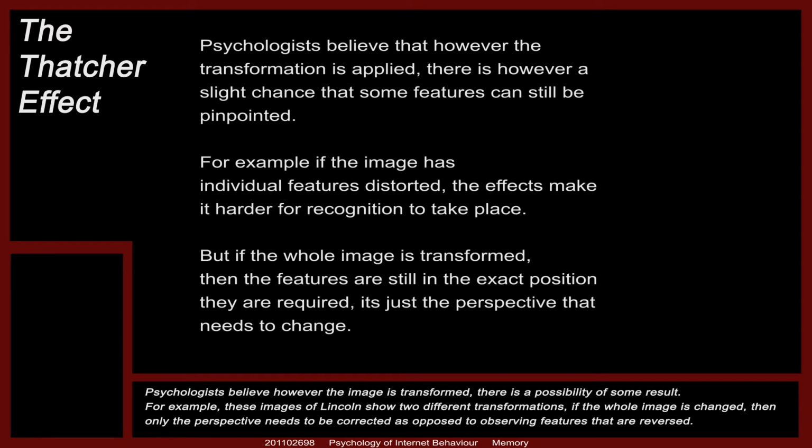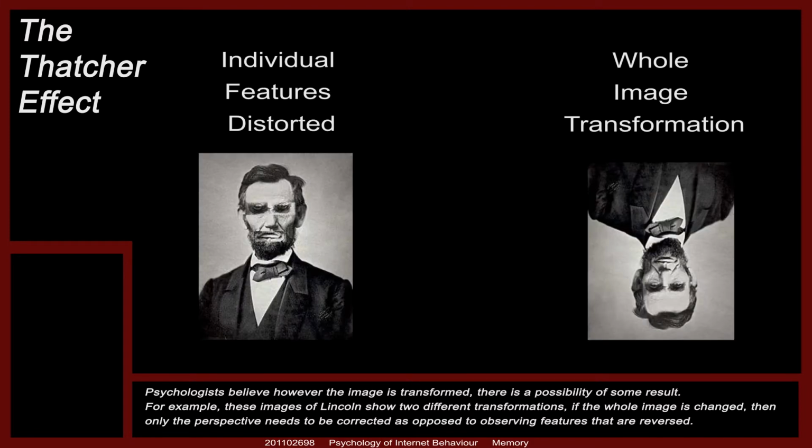Psychologists believe, however the image is transformed, there is a possibility of some result. For example, these images of Lincoln show two different transformations. If the whole image is changed, then only the perspective needs to be corrected, as opposed to observing the features that are reversed.